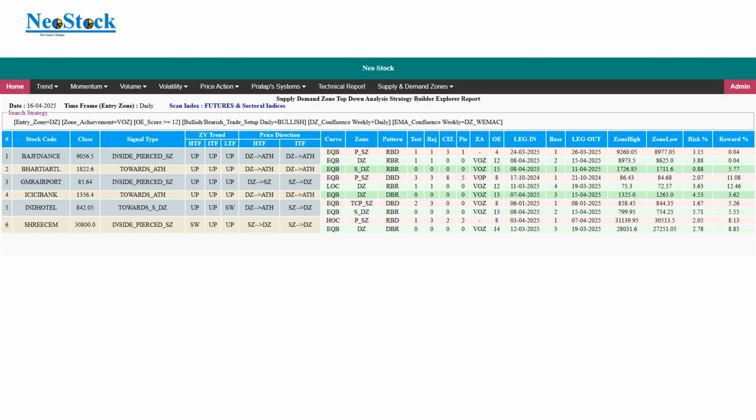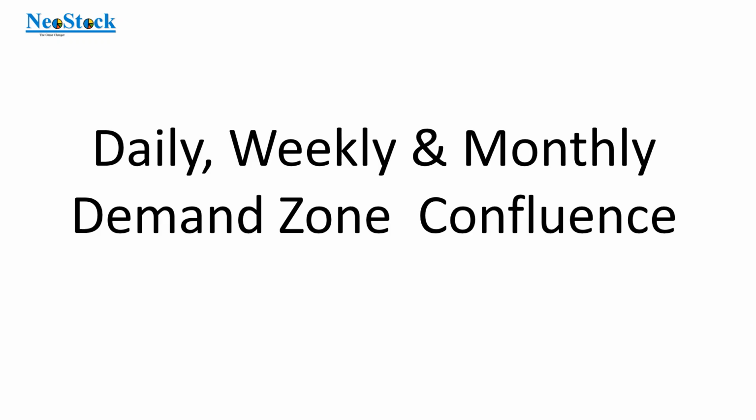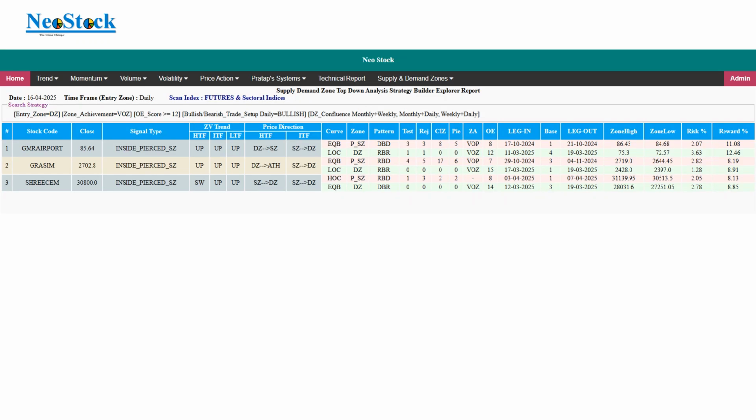Okay, next we will filter based on LTF, ITF, HTF demand zone confluence. That is daily, weekly, monthly demand zone confluence. So with this filter, we got 3 stocks. In these 3, all 3 are overlapped. Daily, weekly, monthly. All 3 are overlapped with each other.